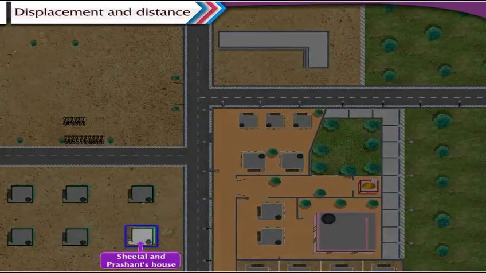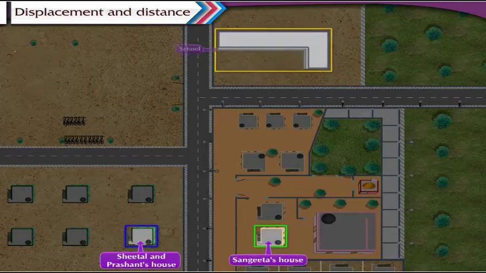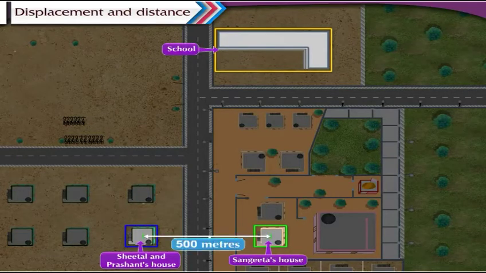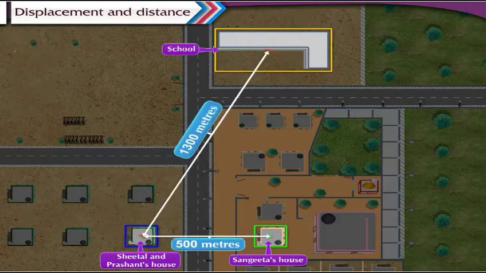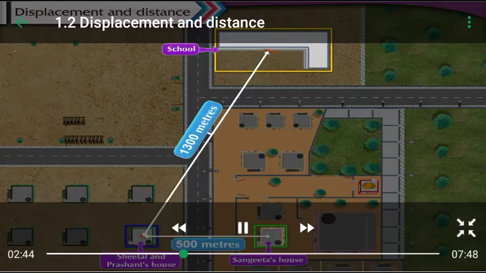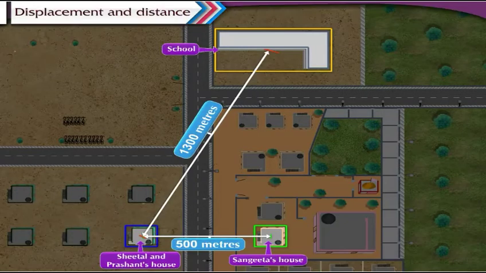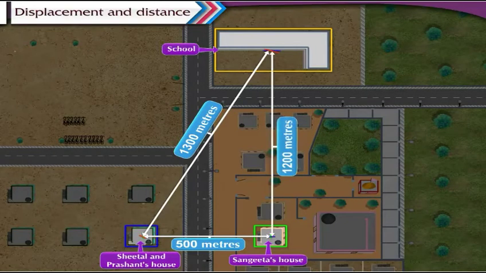Sheetal and Prashant's house, Sangeeta's house and their school is shown here. From Sheetal's and Prashant's house, Sangeeta's house is at a distance of 500 meters and the school is at a distance of 1,300 meters. While from Sangeeta's house, school is at a distance of 1,200 meters.